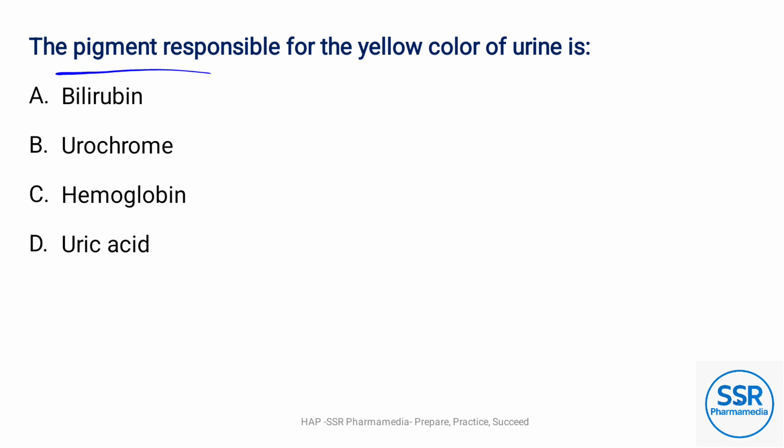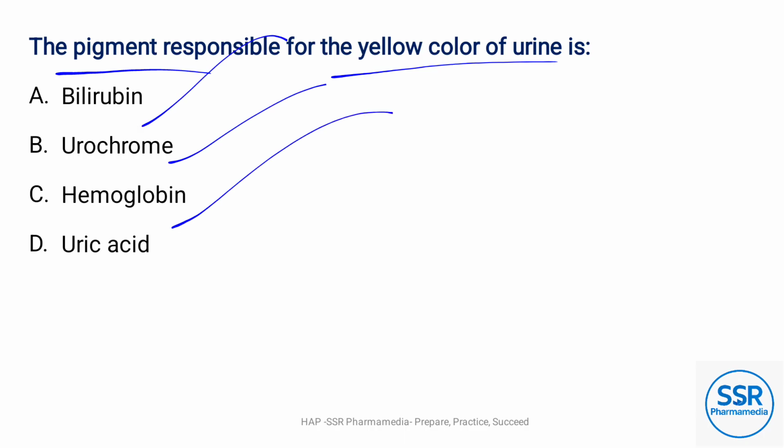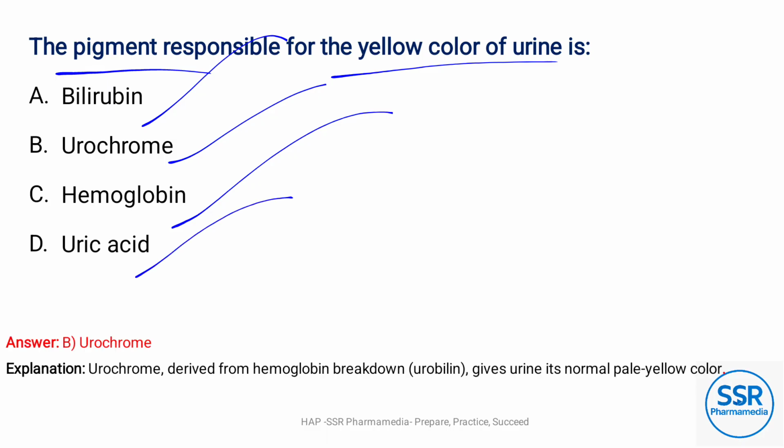Next, the pigment responsible for the yellow color of urine is option A, bilirubin; option B, urochrome; option C, hemoglobin; option D, uric acid. So the answer is option B, urochrome. Urochrome, derived from hemoglobin breakdown, gives urine its normal pale yellow color.